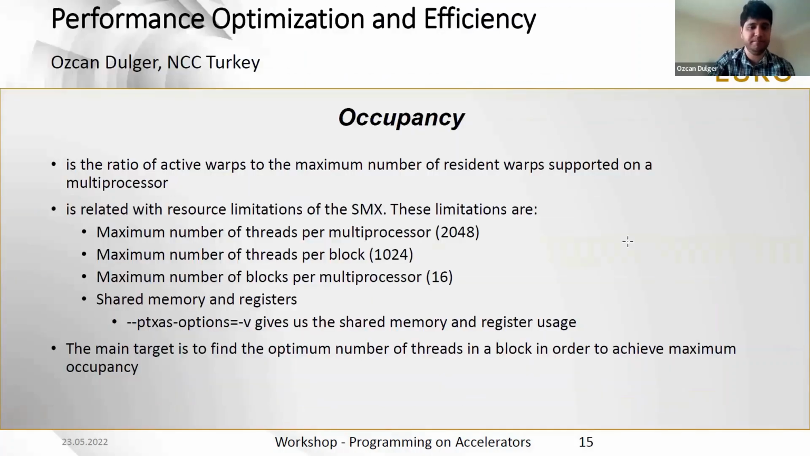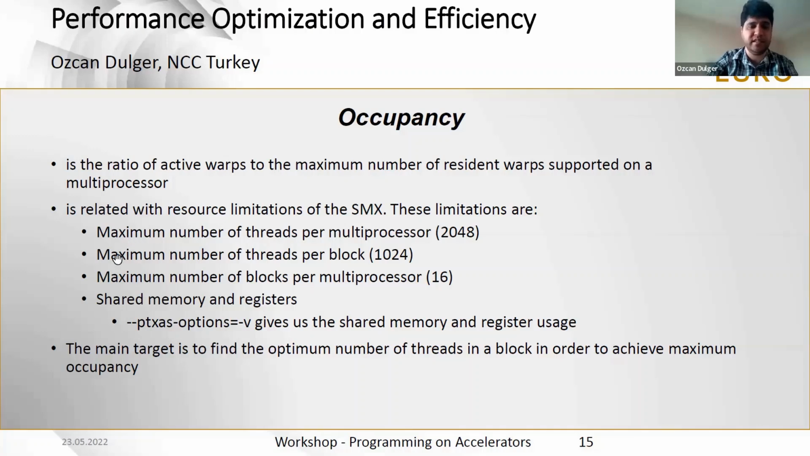It is occupancy. Occupancy is the ratio of active warps to the maximum number of resident warps supported on a multiprocessor. And the occupancy is related with limitations of the streaming multiprocessors. These limitations are the maximum number of threads per multiprocessor. It is 2048. That means at most 2048 threads can be active in a streaming multiprocessor.